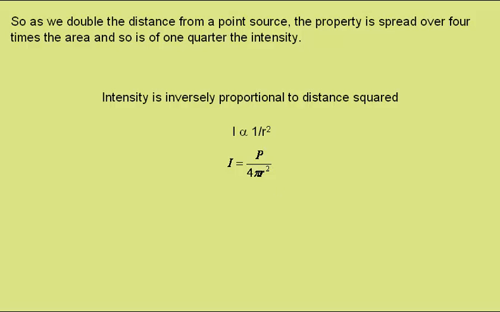This is known as the inverse square law and applies to any property which is radiated out equally in all directions from a point source.